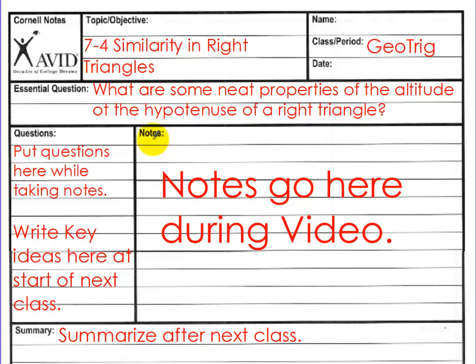Welcome GeoTrig, this is section 7 for Similarity in right triangles. The essential question is, what are some neat properties of the altitude of the hypotenuse of a right triangle?